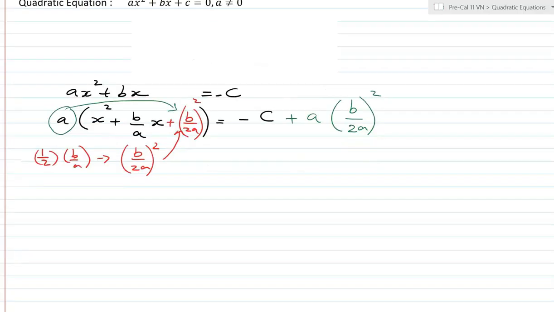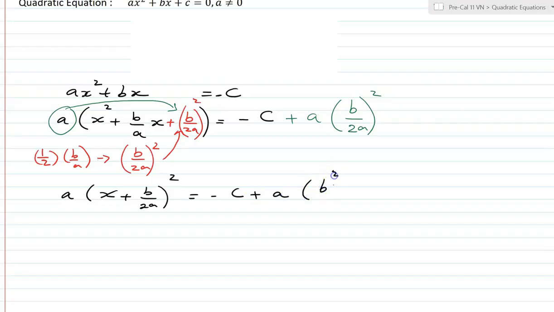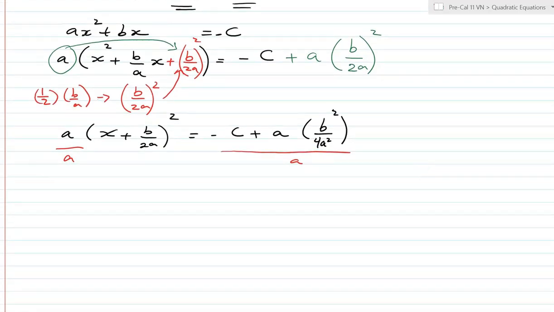Okay, let's polish that now. We get a times x plus b over 2a all squared equals minus c plus a times b squared over 4a squared. Okay, I'm just going to leave it like that. We are solving for x, so we have to get rid of that a in front. So divide both sides by a, the entire thing. It's getting a little bit messy here. Remember, a, b, and c are all numbers.